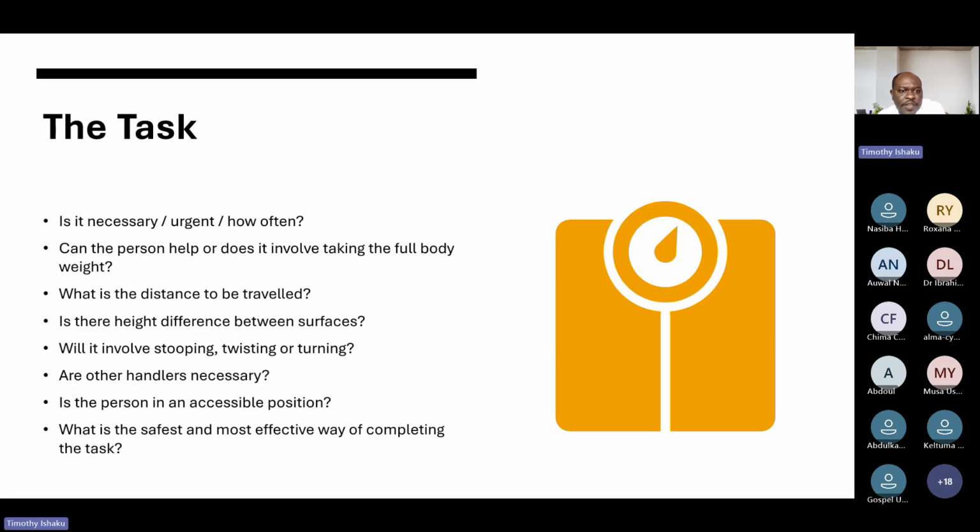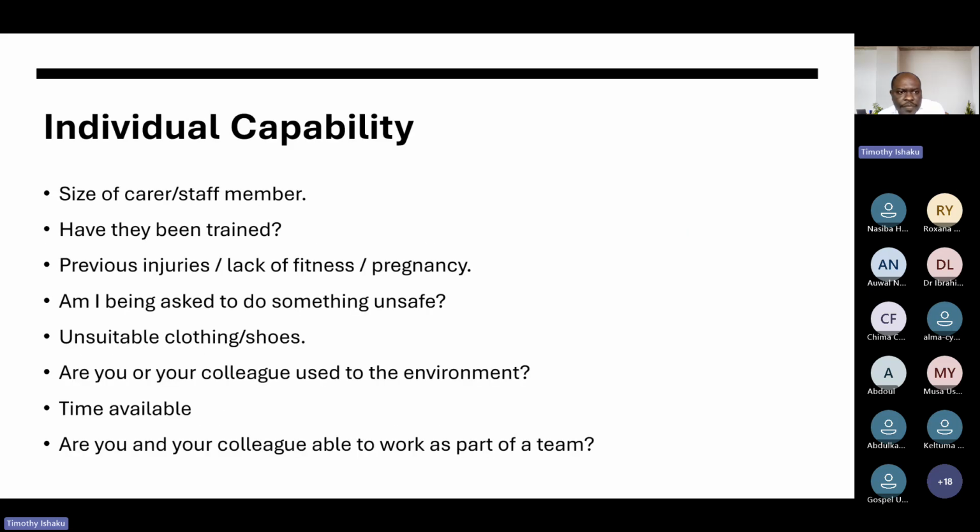And then what is the safest and most effective way of completing the task? So yes, you need to do this, but what is the safest and most effective way to do the task? But always there is the question of, do I need to do the task? If you don't need to do the task, no need to even start it. Just avoid doing the task. But again, if you have to do it, then the question is what is the safest and most effective way of completing the task?